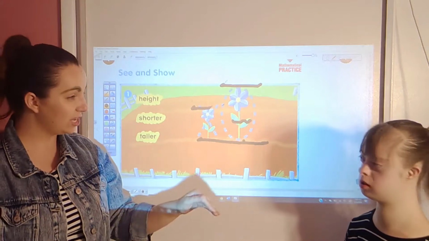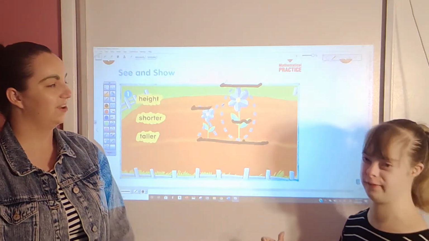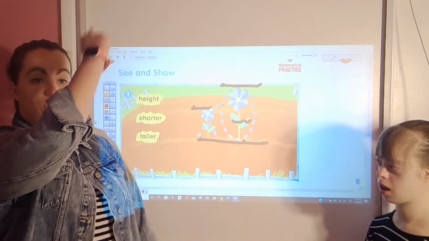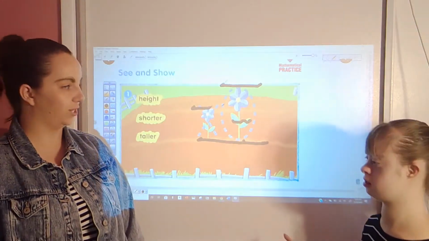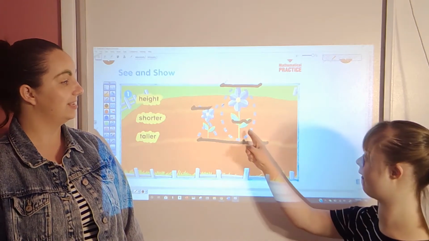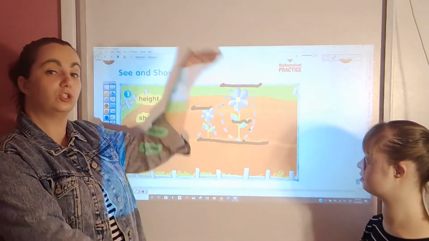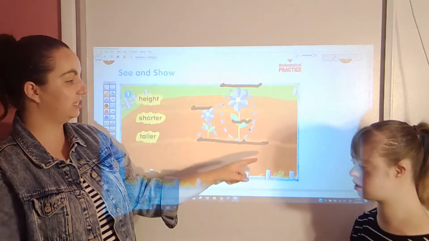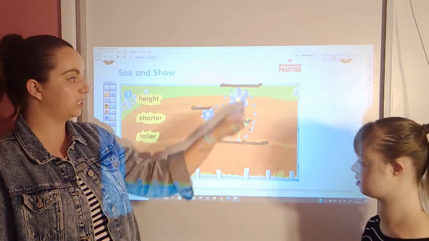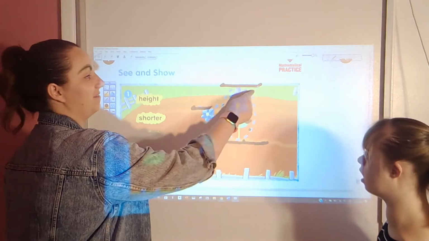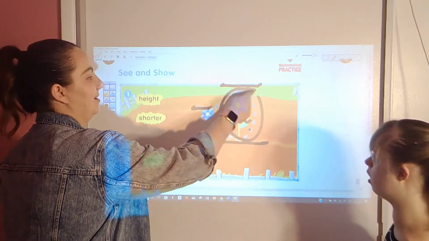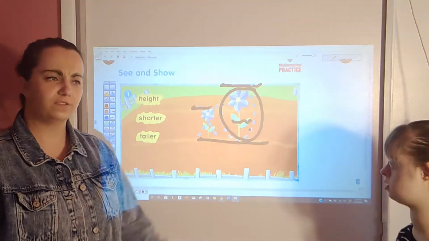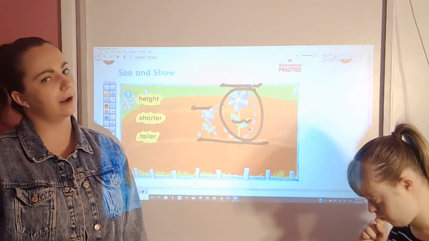Okay? Do you think you can help me out with that, Kayla? Good. Which flower is taller? We need to circle the taller object. Yes, that flower is taller. Has more height, more distance between bottom to top. So we circle that flower. Nice job. If that flower is taller, which flower is shorter? Not as much height.